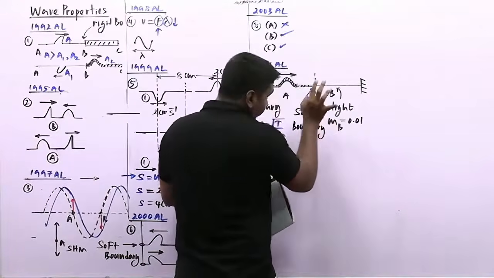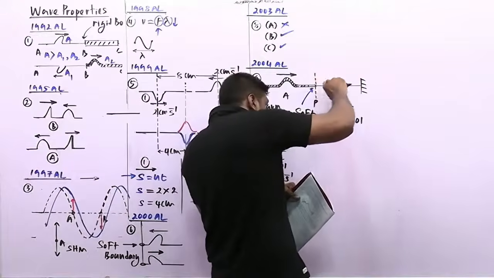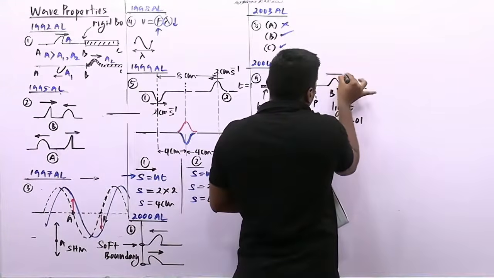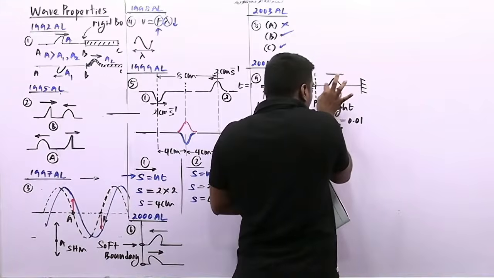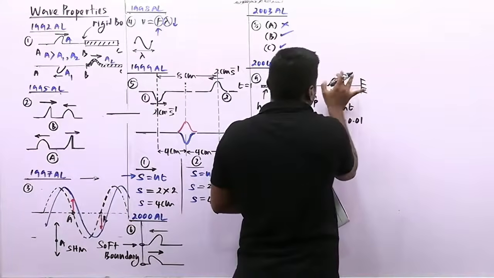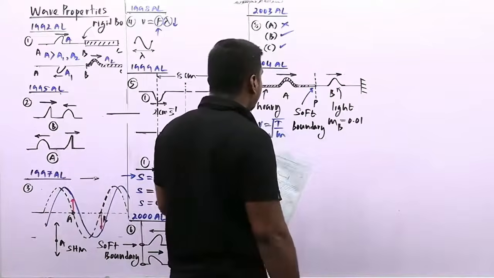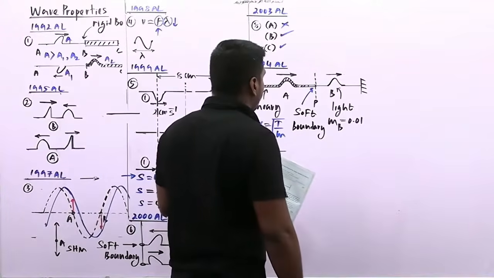So if I draw the reflected wave pulse also passing through point capital B, it's going to be like this. The reflected wave pulse won't be inverted. That's what I want to mention. Do you understand this story?